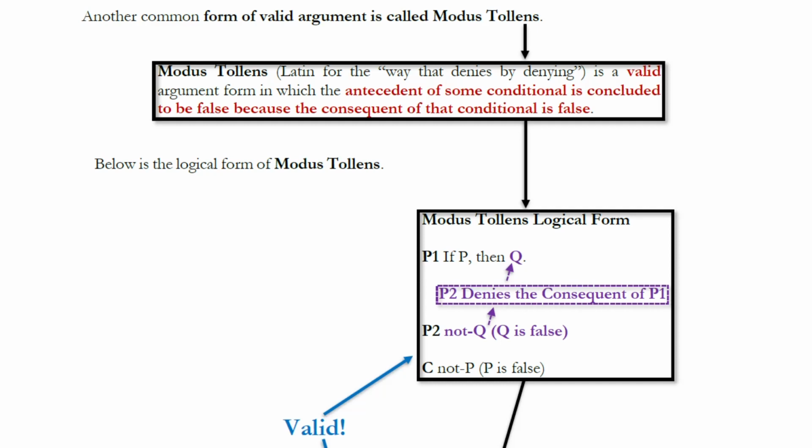So why is this a valid form of argument? Here the crucial point to realize is that the first premise tells us that Q is a necessary condition for P. This means that if we know Q is false, then we also know that P is false. Furthermore, the second premise establishes that, in fact, Q is false. And from this, it follows validly that P must be false as well.